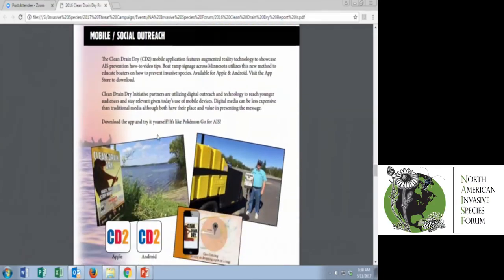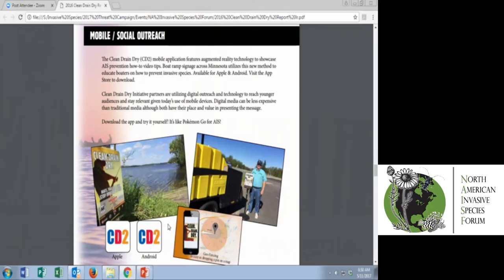Another thing that we utilize quite a bit is social media. We do some Facebook, but one of our new and innovative products that we have are augmented reality enhanced boat ramp signs. So we created the Clean Drain Dry app, and the app uses augmented reality, very similar to, if you all remember the craze of Pokemon Go about a year ago or so.